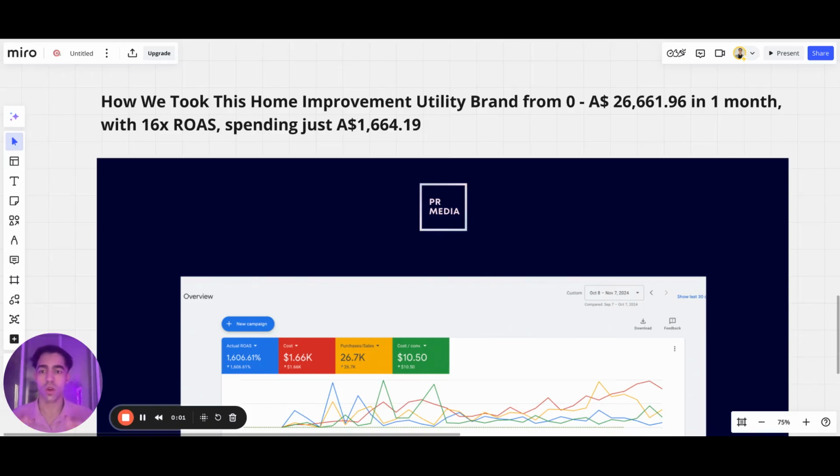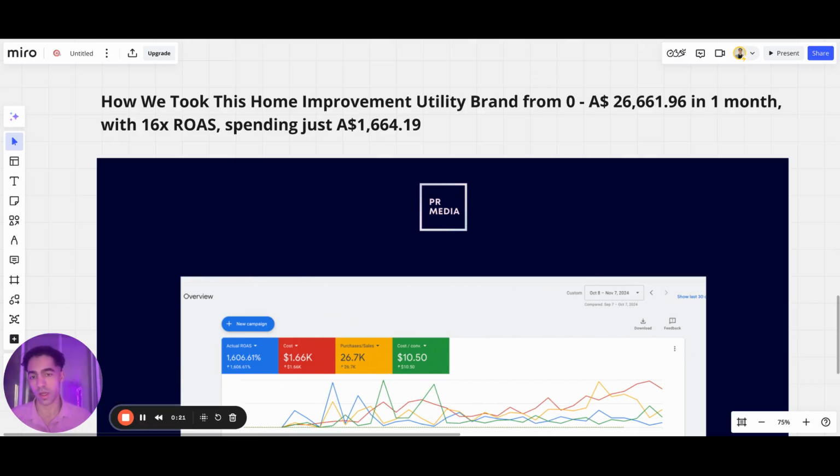All right, guys. So here's how we took this home improvement utility brand in Australia from 0 to 26.7K in 1 month with a 16x ROAS, spending just 1,600. All right. Now, there's a lot of things to focus on here, right?